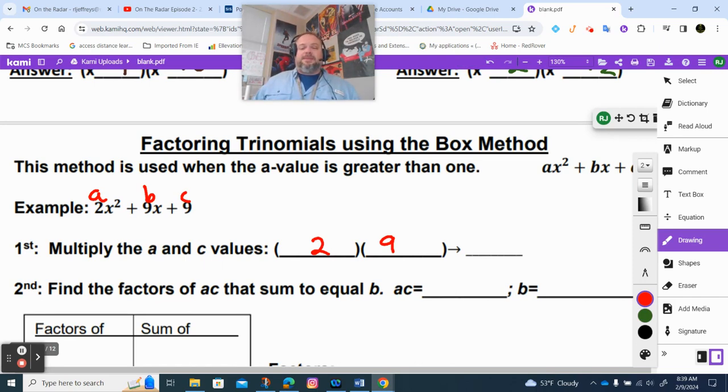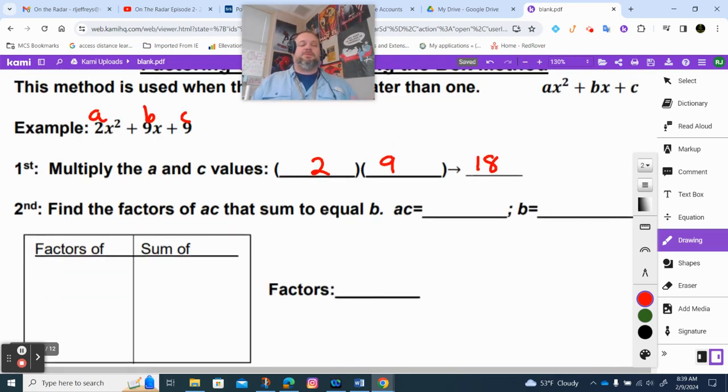So we get 18. Yeah, we just multiplied our A and C. Now, find the factors of A times C. We will call this AC. That equal B. So we got to find the factors of 18 that have a sum of 9.